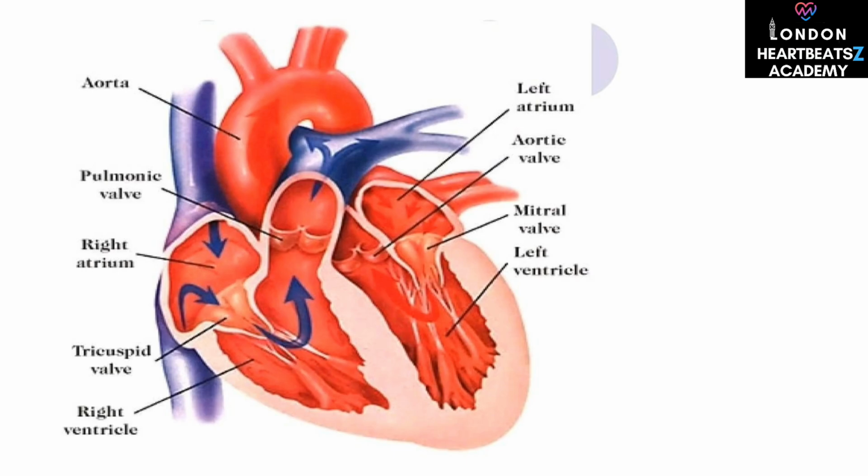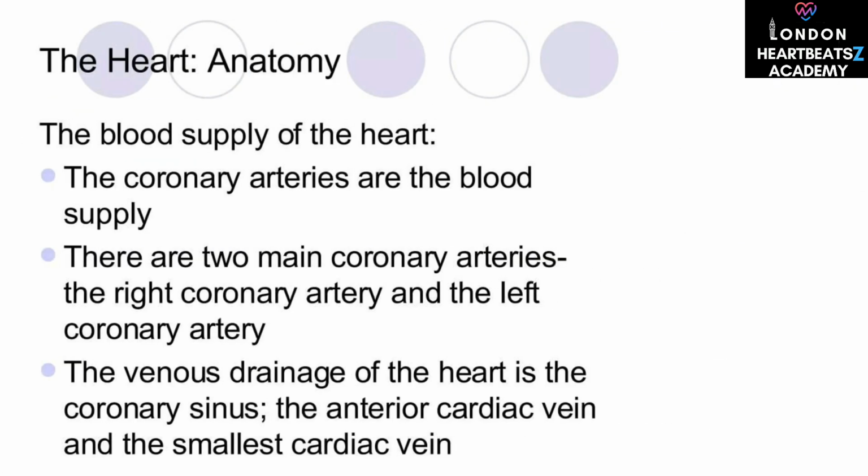The matrix contains organic materials, primarily collagen and proteoglycans, and inorganic materials, primarily hydroxyapatite, which is calcium phosphate, and calcium carbonate. Bones contain 4 types of cells: osteoblasts, which build bone, osteocytes, which maintain the bone, osteoclasts, which break down bone, and osteoprogenitor cells, which are stem cells.